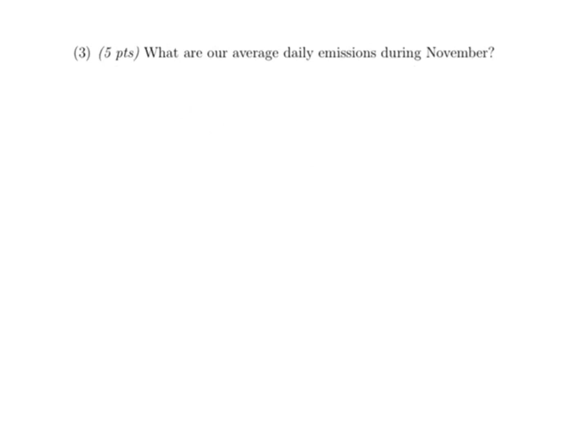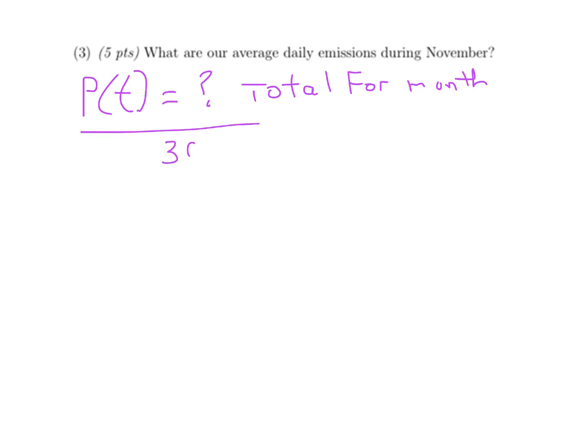Okay, for this one, I think what we're looking for here is the total P of T that you solved for in part A, and I didn't go through and solve that, so I don't have that number for you. If you take that, that's the total for the month, right? Because that was over the 30 days. So if we have the total for the month and then we divide that by the 30 days, that would give us an average daily emission.